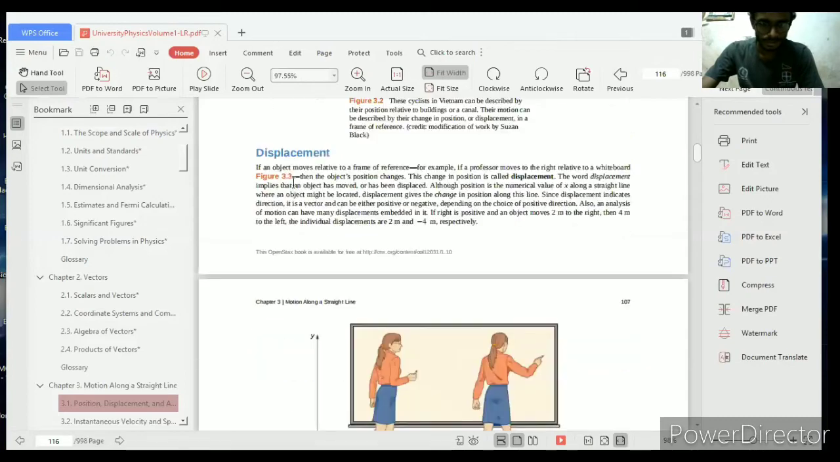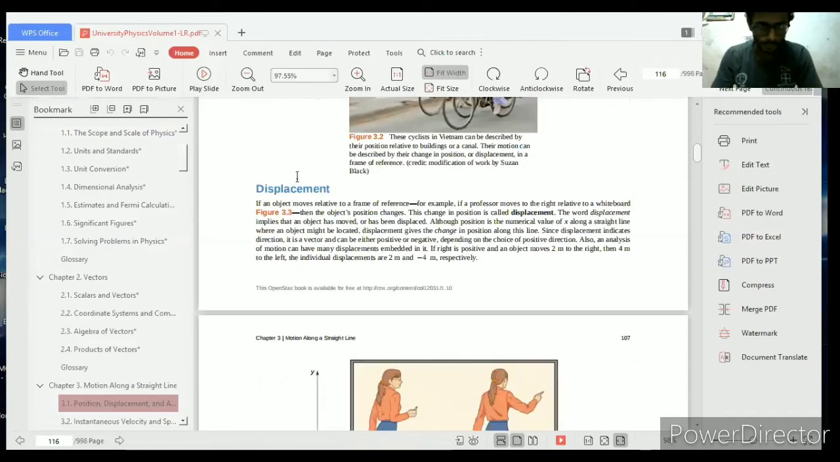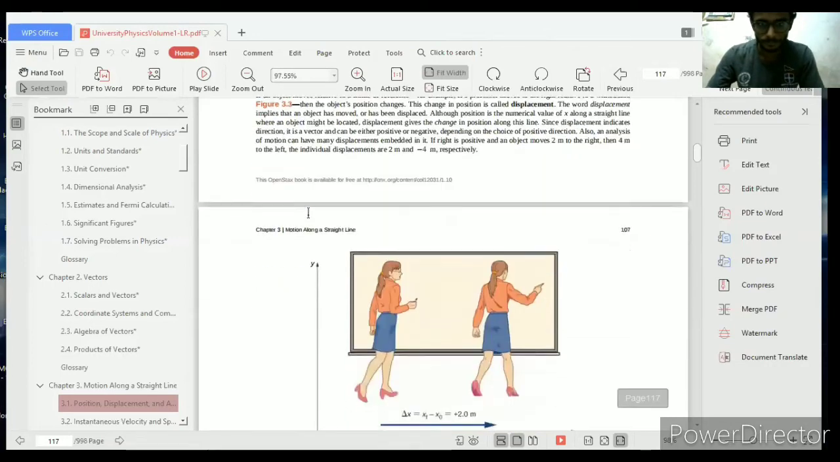Then comes distance. Distance is the whole lot of everything you travel, no matter if you go in a circle. If you make one circle, it will be 2 pi r, that is the circumference of the circle. Then what is displacement? Displacement is a vector quantity. If you go around a circle once, your displacement would be zero. Displacement is the shortcut, and distance is the long cut you take every time.